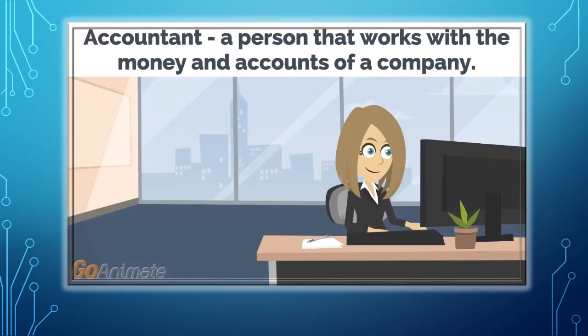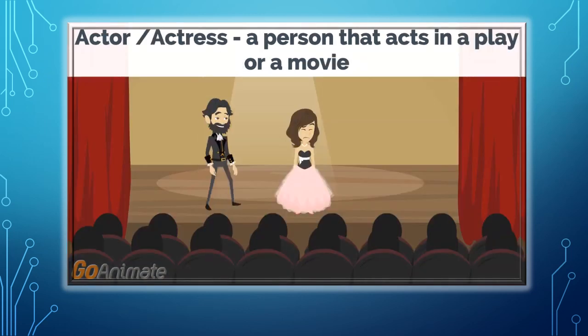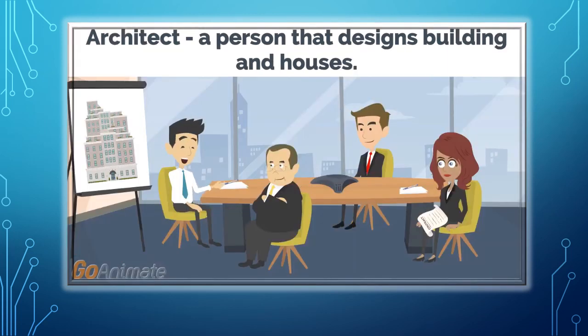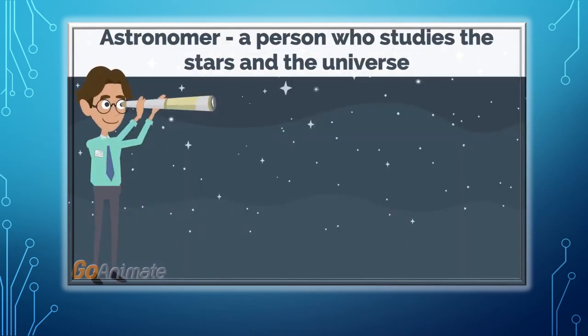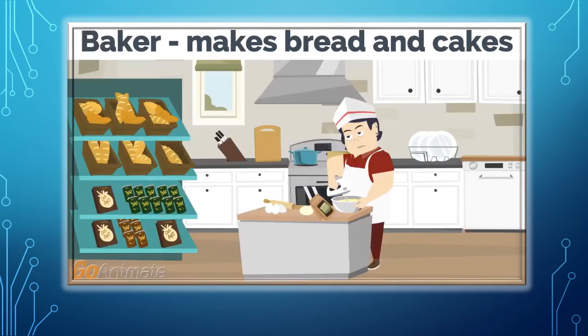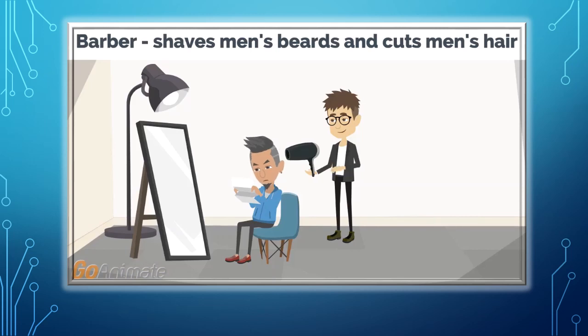Accountant, a person that works with the money and accounts of a company. Actor, actress, a person that acts in a play or a movie. Architect, a person that designs buildings and houses. Astronomer, a person who studies the stars and the universe. Author, writes books or novels. Baker, makes bread and cakes. Barber, shaves men's beards and cuts men's hair.